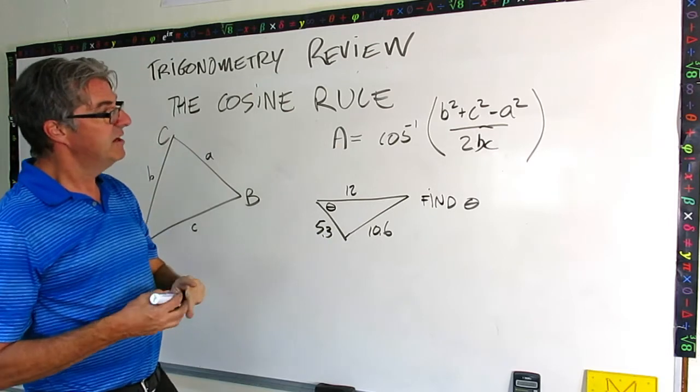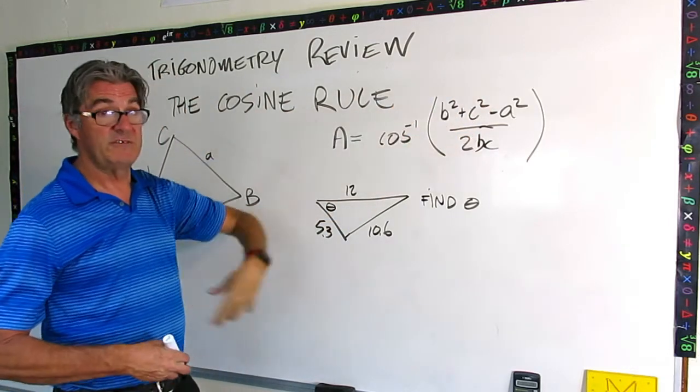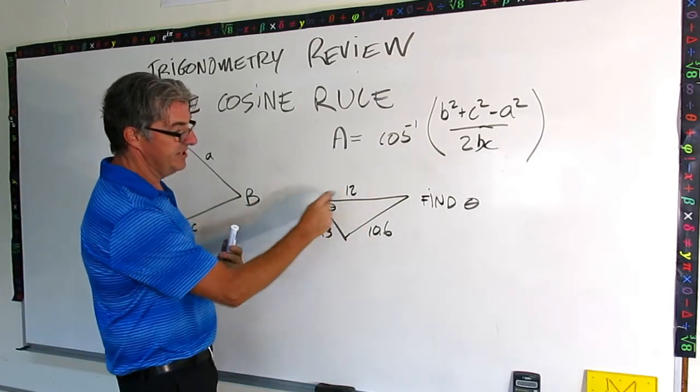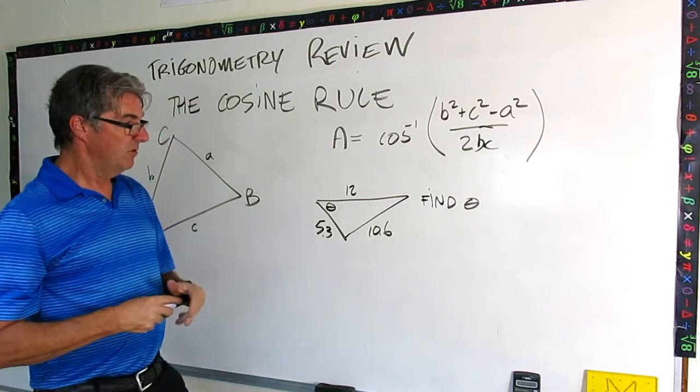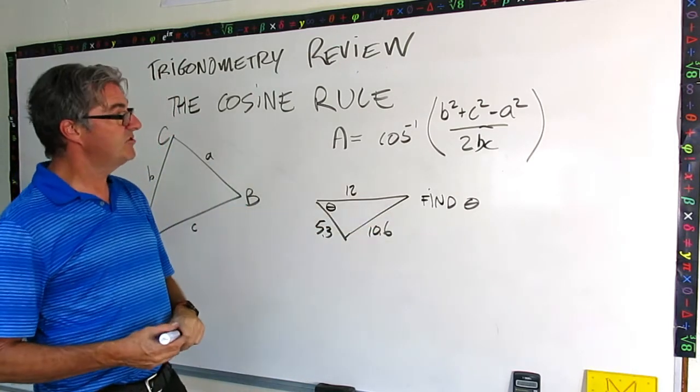And so check it out. All sides, there's no angles in there. So you can use this rule to find any angle in a triangle when, for example, in this one, you know all 3 sides. Okay? So here we go. Find theta. That's the instruction. So here's what we do.